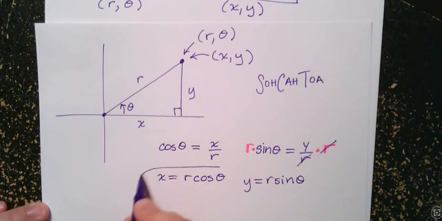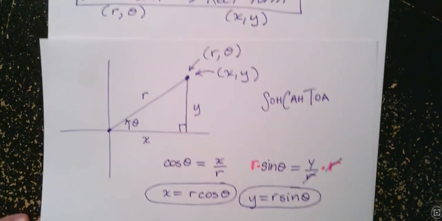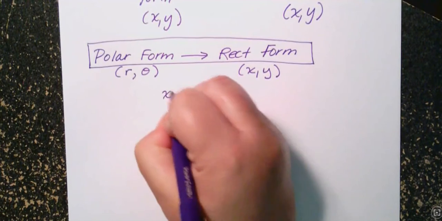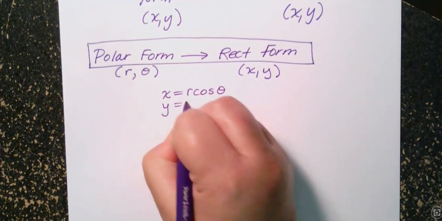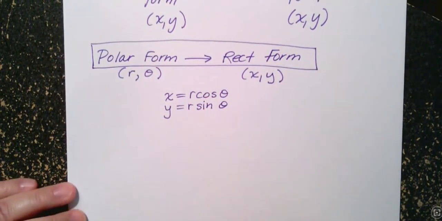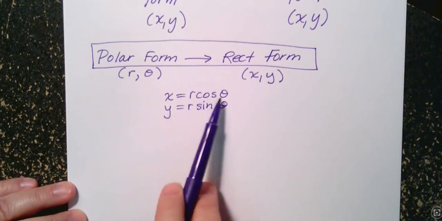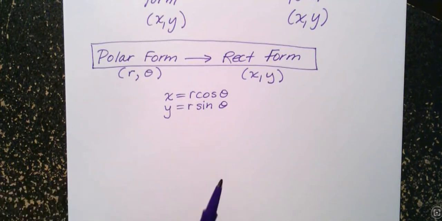So these are what we consider little formulas for going from polar coordinates to rectangular coordinates. Okay, so that's what we're going to use: x equals r cosine theta, y equals r sine theta. And if you have to memorize them, it's not too hard, because remember that on the unit circle, x is the cosine, y is the sine. So there's a very direct relationship there.